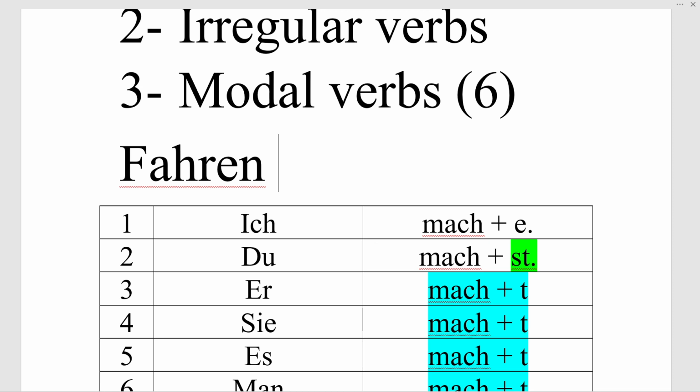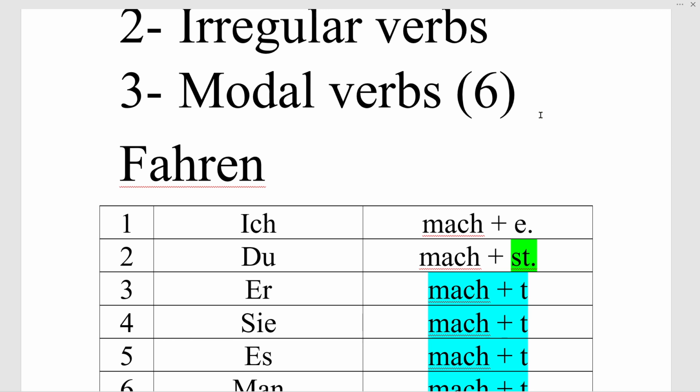Fahren has 2 meanings, basically. The first meaning is to travel by a vehicle. Now, if you want to travel by your car, there are 2 possibilities. The first is that you are the driver who drives the car or the vehicle, or the second option is that you are not the driver and you're traveling in that car. So fahren has basically these 2 meanings.